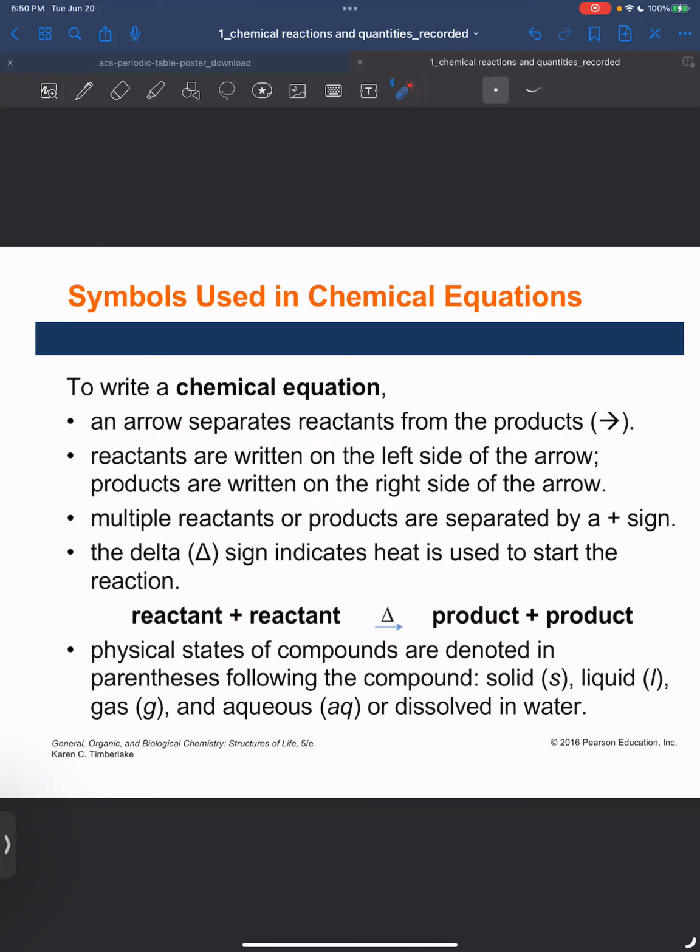And if you have multiple reactants and or multiple products, they're always separated by a plus sign. And if you ever see a delta, like the Greek symbol delta here, it indicates heat is used to start the reaction. So sometimes reactions need a little bit of heat energy to get them started. And so therefore you'll see a delta there to indicate heat.